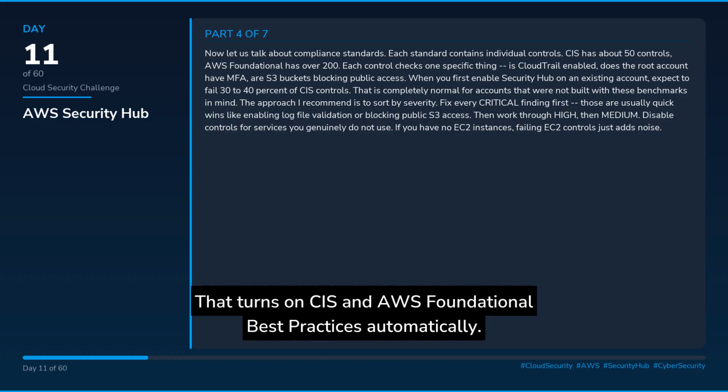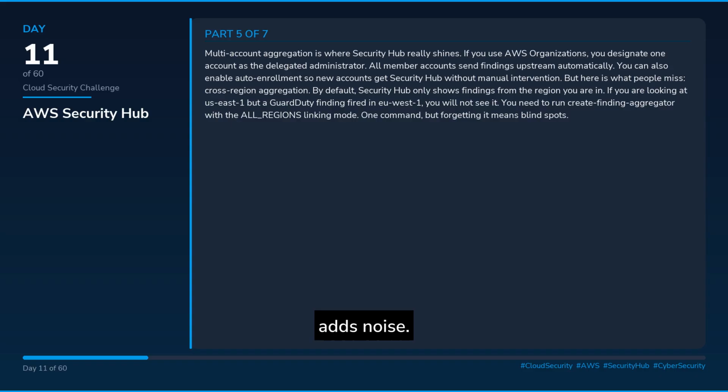Multi-account aggregation is where Security Hub really shines. If you use AWS Organizations, you designate one account as the delegated administrator. All member accounts send findings upstream automatically. You can also enable auto-enrollment so new accounts get Security Hub without manual intervention.